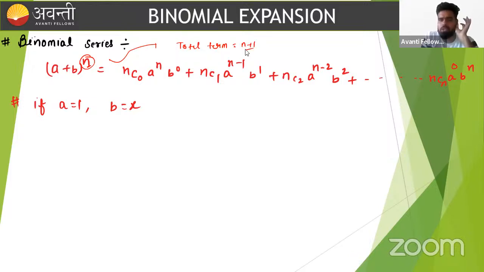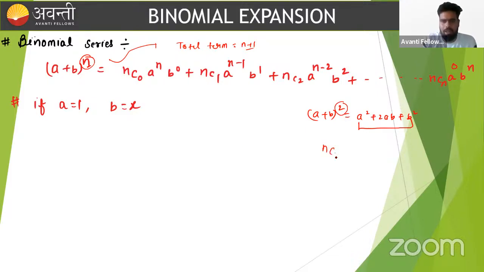And we can also cross check this. Suppose the power is 2, then how many total terms are there? That is a square plus 2ab plus b square. We can count manually; the total terms is 3. In a similar manner, if the power is 2, then the total terms is one more than the given power. So we can say that if the power is n, then the total terms is n plus 1.